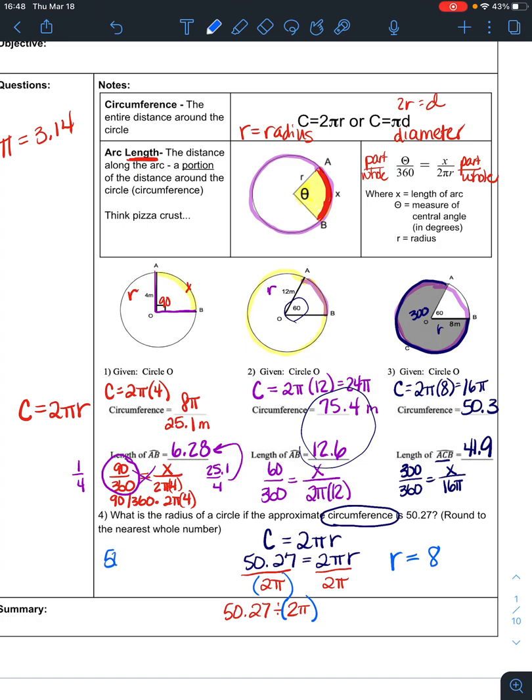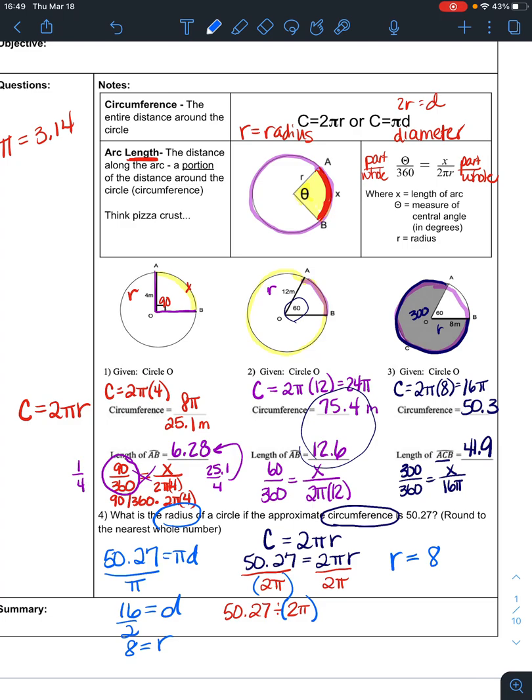Now, there's another way to do it. You could do this, 50.27 is equal to pi d. And see, then all you have to do is divide by pi first, right? So 50.27 divided by pi is 16. So 16 is the diameter, but I asked for the radius. So then I have to divide the diameter by 2 to get the radius. So you kind of have to do some extra little steps. So you just need to see which one makes the most sense to you.